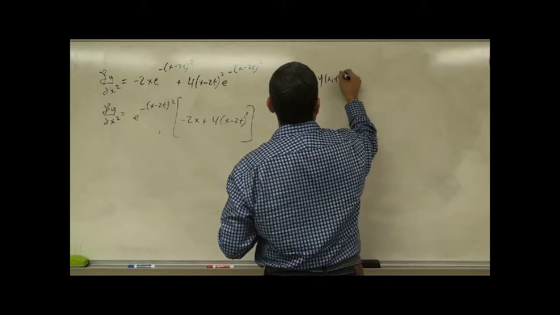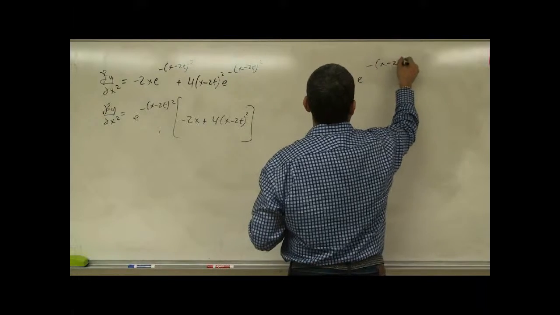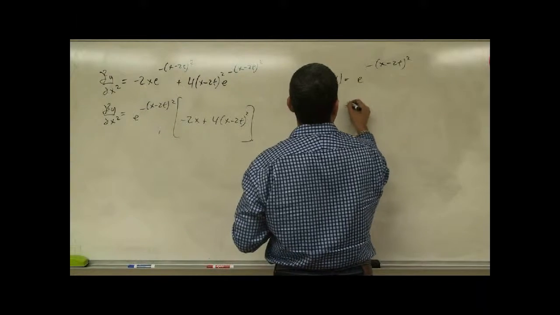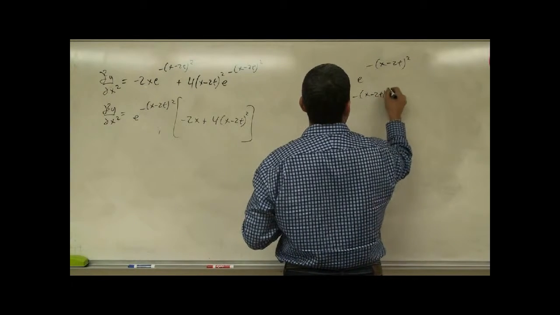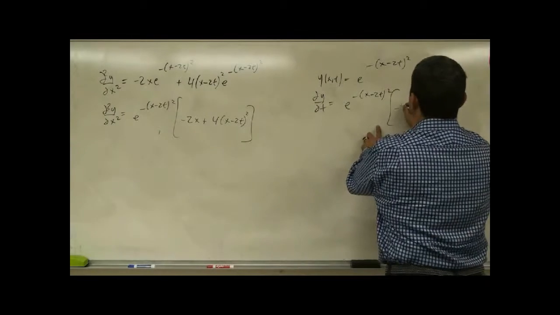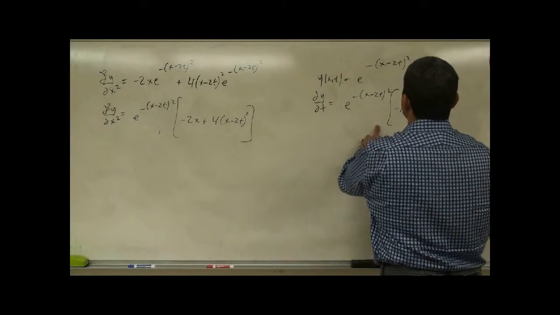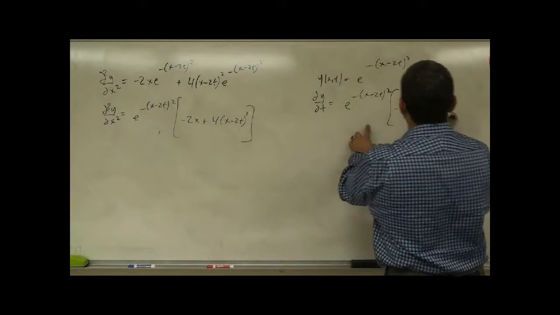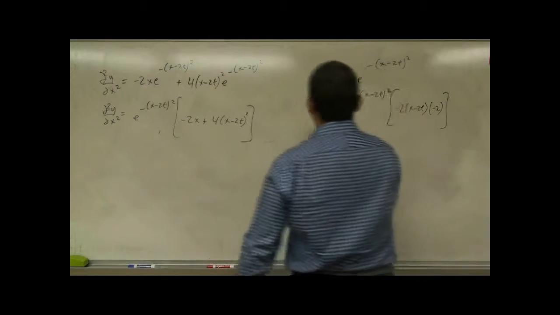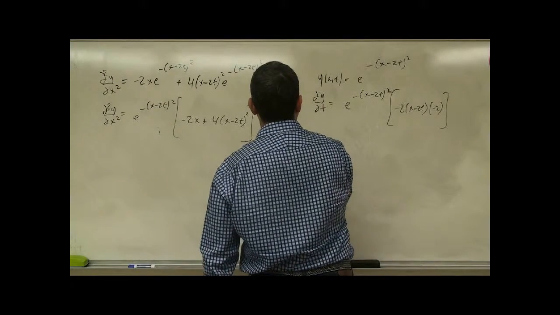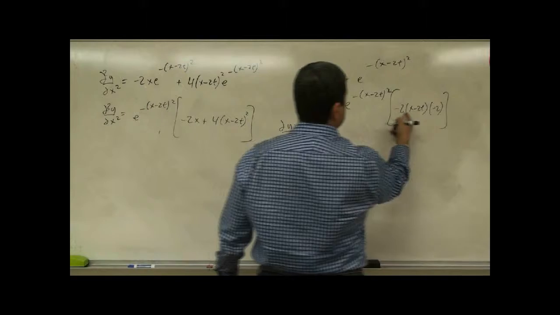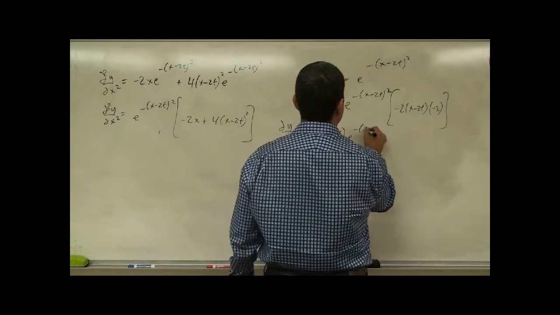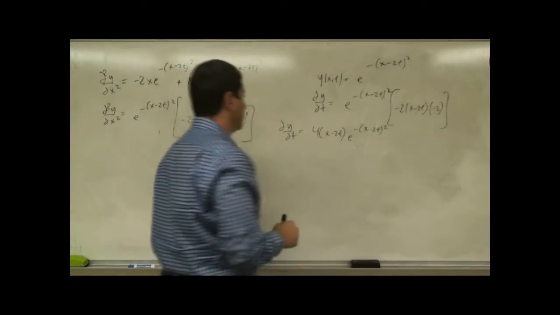Y of x of t was equal to e to the minus (x minus 2t) quantity squared. Partial derivative of y with respect to t, so it's going to be e to the minus (x minus 2t). Then the derivative of the top, negative 2(x minus 2t). And then the derivative of the inside, which is going to be negative 2, right? So partial y with respect to t is going to be 4(x minus 2t) e to the minus (x minus 2t) quantity squared, right?